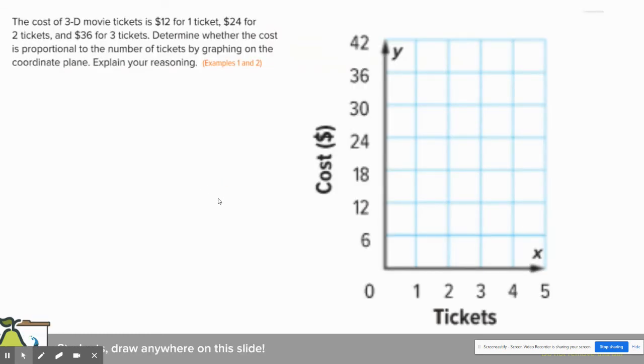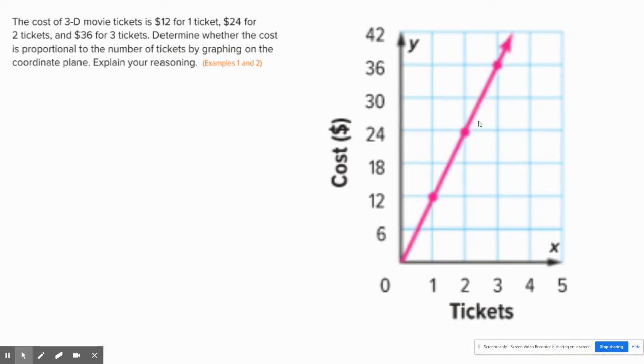Okay, again, you go ahead and graph. One ticket is $12, 2 tickets are $24, 3 tickets are $36. Are you drawing a picture of a proportional line? I'm telling you, it will be a line. Is it going to be proportional? So you're looking for one thing. Does it go through the origin? Yes, when you graph them, you'll see it does go through the origin. And again, that makes sense. If you buy no tickets, it costs no dollars. So that should make some sense to you.